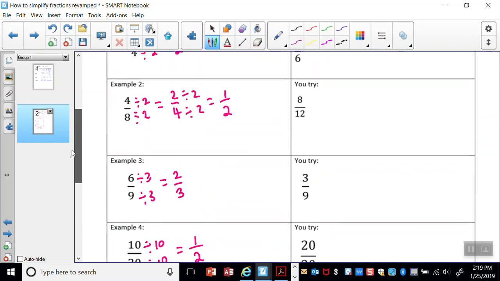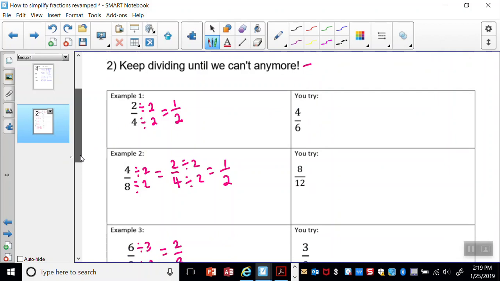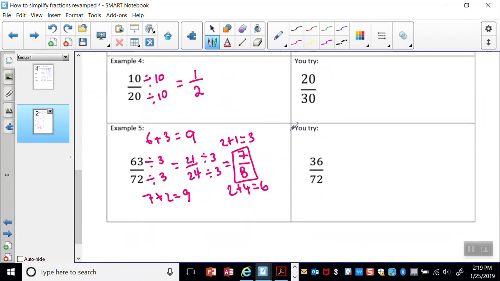So you can try these problems on the right column and check your answers with me.